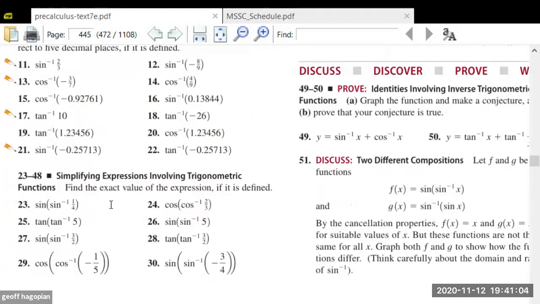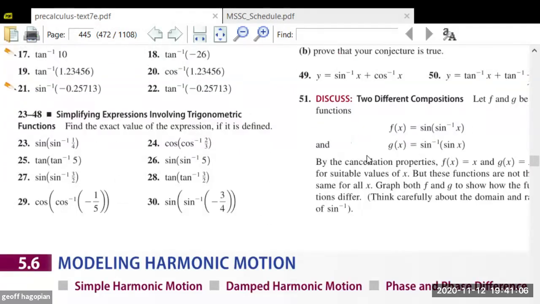Simplifying expressions involving trigonometry. This is the same sort of thing. I was kind of anticipating that they might do this. So let's do, say, number 24, the cosine of the angle whose cosine is 2/3. Do we even have to write anything down? The angle whose cosine is 2/3 is the angle whose cosine is 2/3, so the answer is 2/3. It's like asking, who's buried in Grant's tomb?